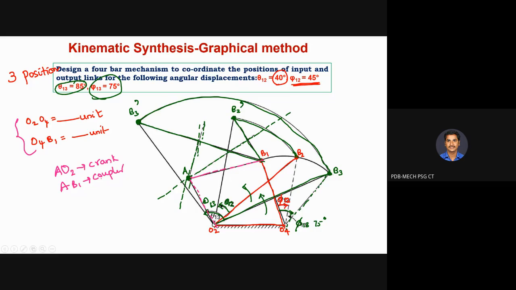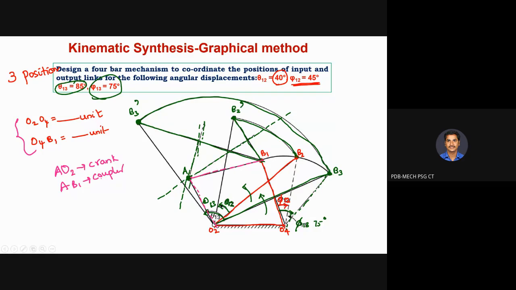Okay, clear? Any doubts? No, sir. Okay, any doubts you can ask me. With this, the synthesis part is over.